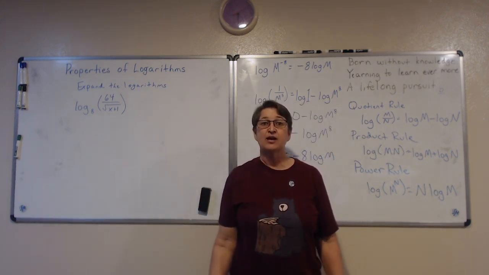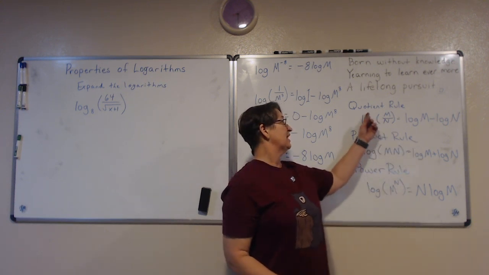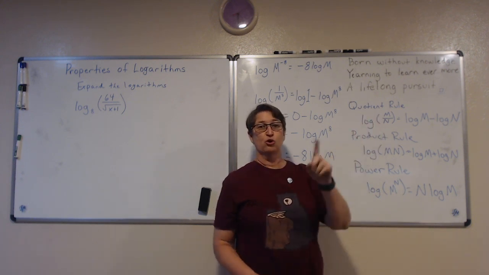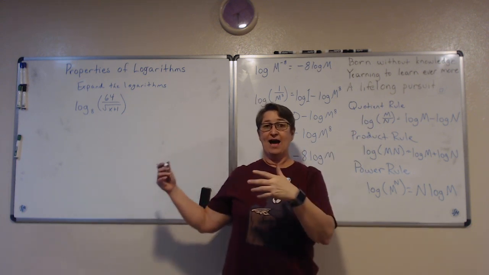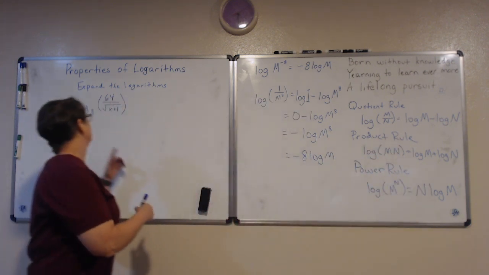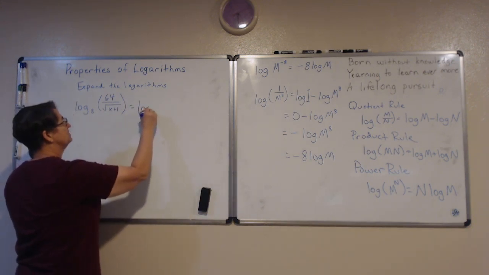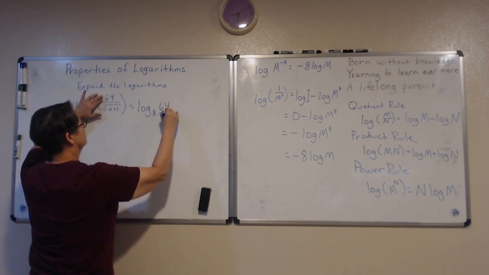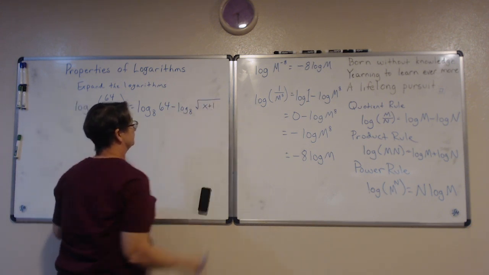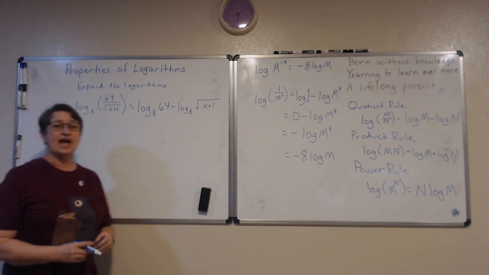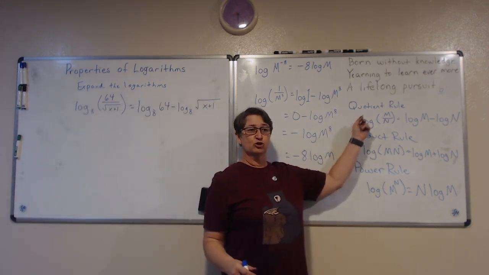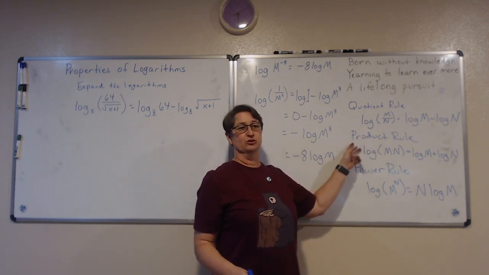And when we're expanding, every time you're going to want to look to see, do you have a quotient rule first? That's what you're going to look for first when you're expanding. So here I have a quotient. I'm going to use my quotient rule to help expand my logarithms. So I'm going to do log base 8 of the top minus log base 8 of the bottom. Then every time I'm going to look for a product rule. So first I look for the quotient rule, and then I look for the product rule.